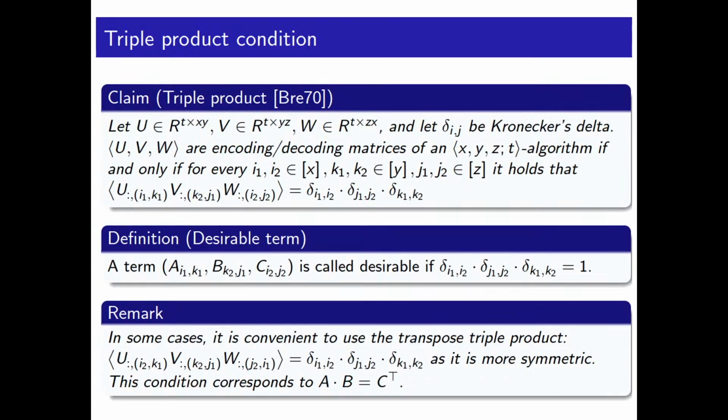I can apply, as Olga said, the test of Brent, the trilinear condition. I take a column from U, a column from V, a column from W, do the equivalent of an inner product, so multiply them in triplets, and then sum up the result. And then the result has to be either 0 or 1. If it's not, then I know it's not a matrix multiplication algorithm. And it's one if and only if the indices agree.